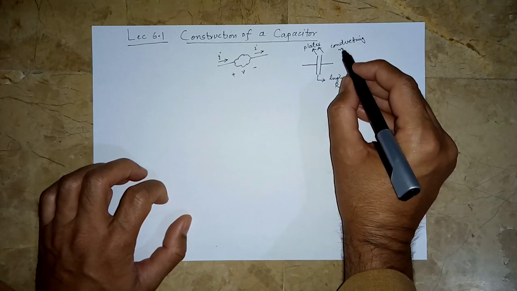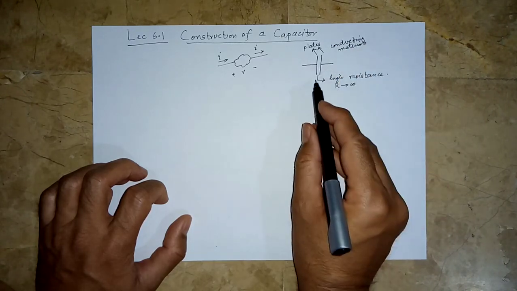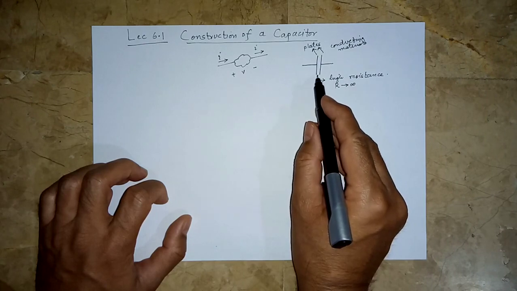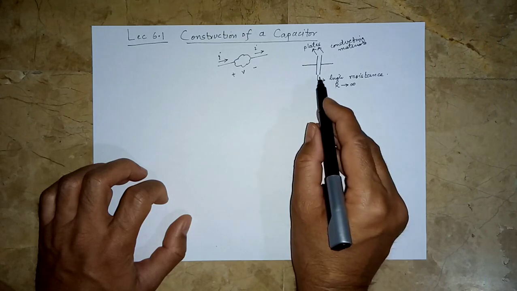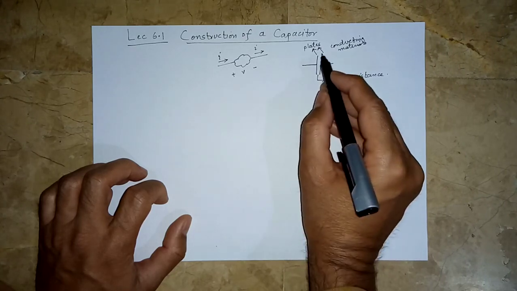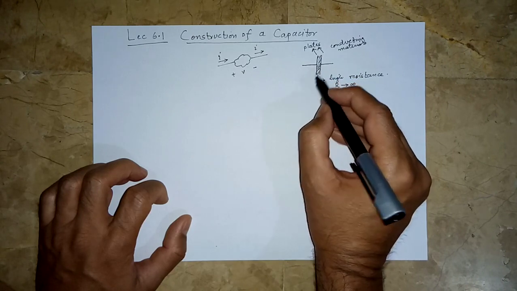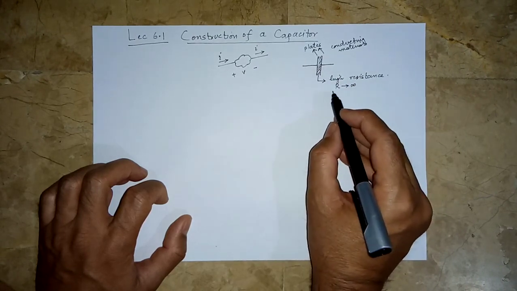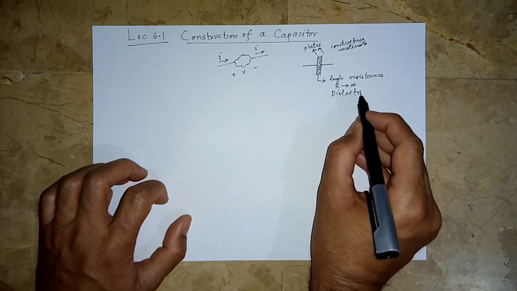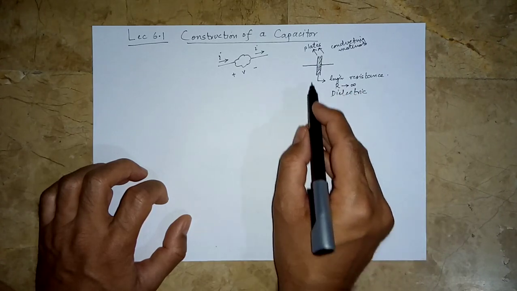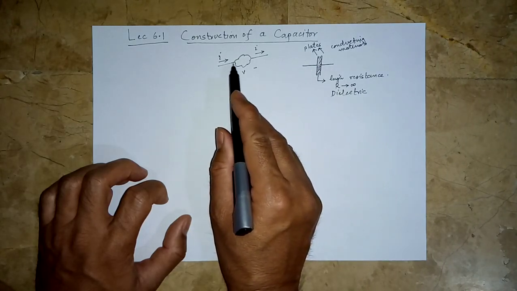good conductors. And there is a high resistance or insulator or low conductivity element in between. This material that is placed between the plates is usually also referred to as the dielectric material.